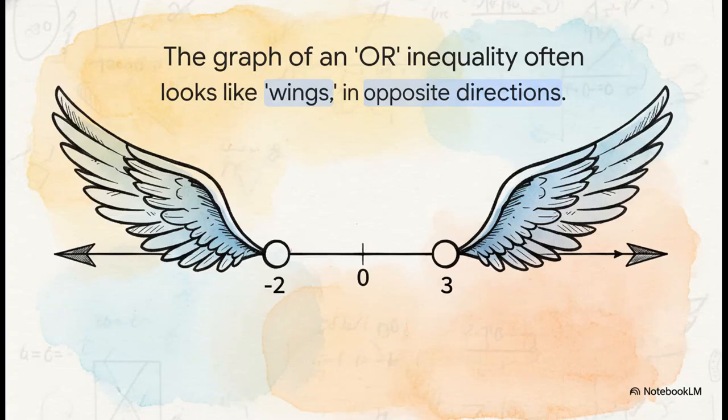And this is my favorite part, the visual. Most of the time, the graph of an OR inequality looks like it has wings. You've got these two arrows flying away from each other in opposite directions. It's such a great picture to keep in your head. When you think OR, think wings.